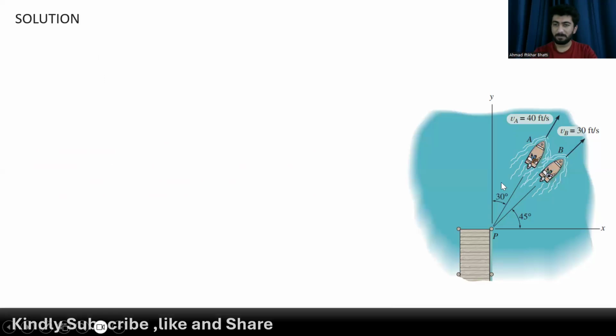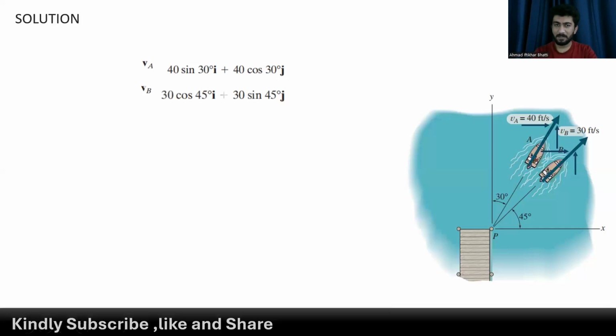The velocities of these two boats are not along the x or y axis. So first of all, we have to find the perpendicular components of these two velocities. For velocity A, it is 40 sin 30 degrees along the x-axis and 40 cos 30 degrees along the y-axis. And velocity B is 30 cos 45 degrees along the x-axis and 30 sin 45 degrees along the y-axis.